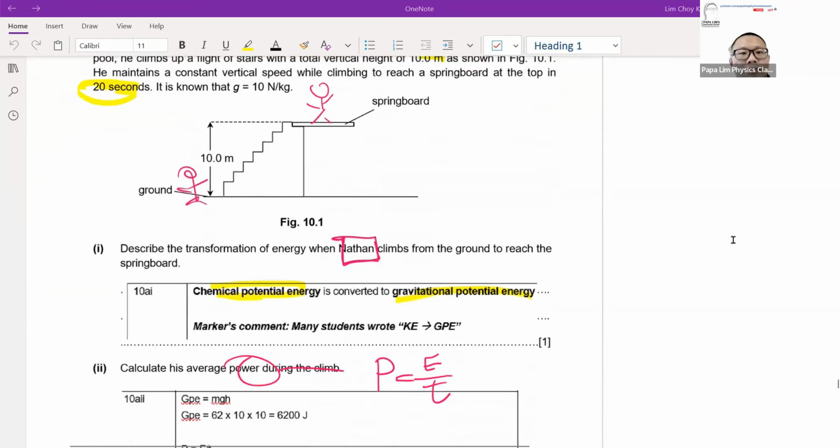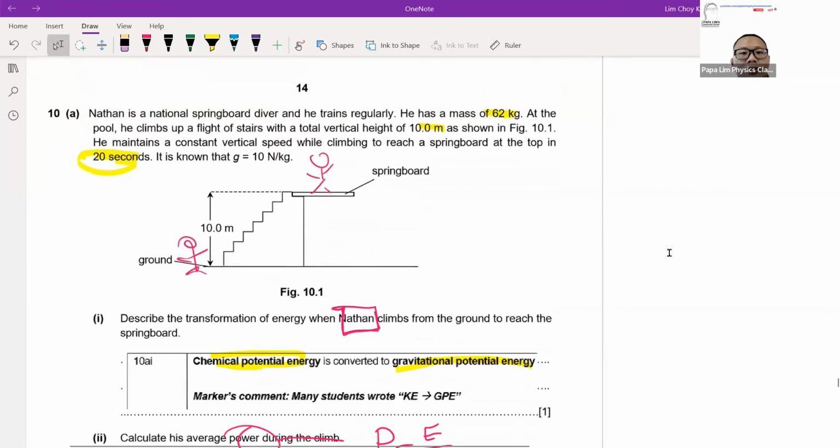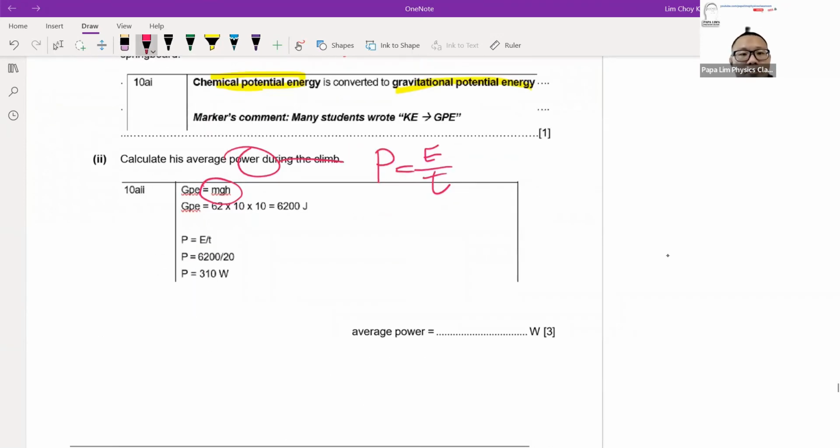At the top, we will be looking at the potential energy, which is mgh. The energy possessed here is what we call the potential energy, mgh, and he took 20 seconds. So the energy mgh, which is 6,200, divided by 20 seconds, gives you the power during the climb, which is 310 watts.